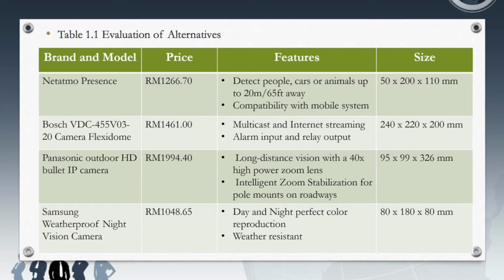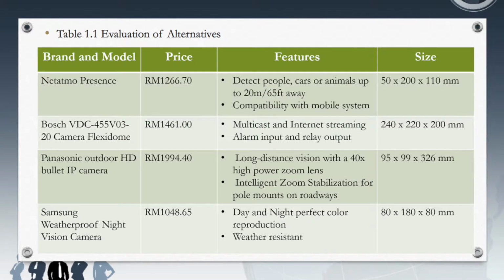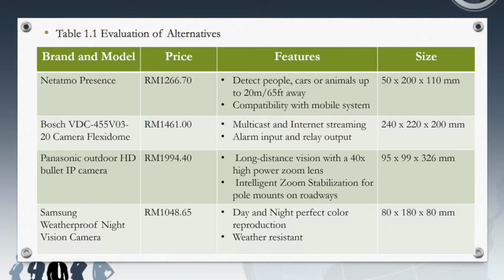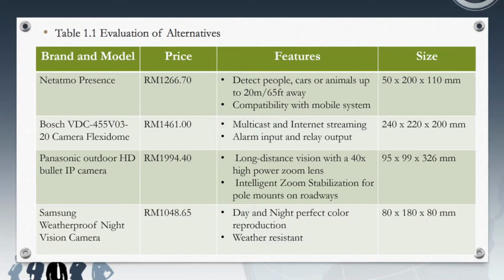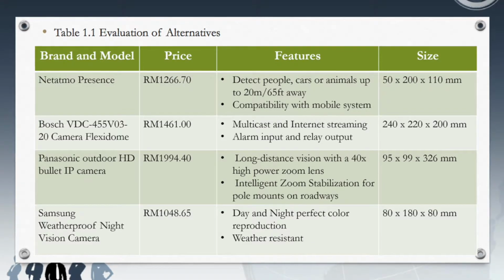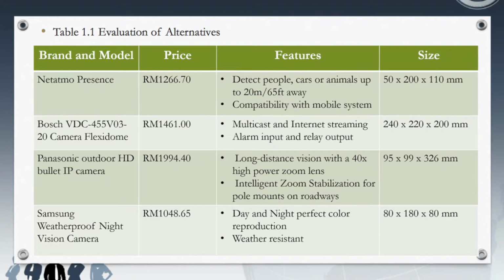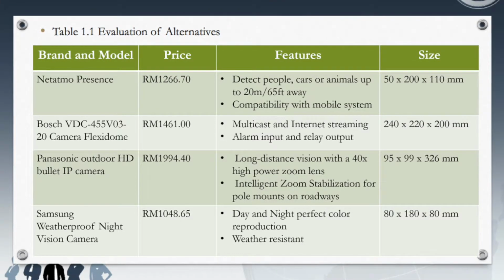According to the slides, the first brand is Netatmo. The product is Netatmo's outdoor smart security camera. It is priced at 1,266 ringgit and 70 cents. It has the ability to detect and report in real time if someone loiters around your house, a car enters your driveway or your pet is in the yard. It is also compatible with a person's mobile phone. It is considered a medium-sized CCTV compared to the other models.